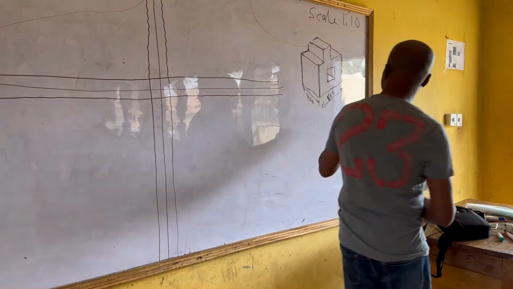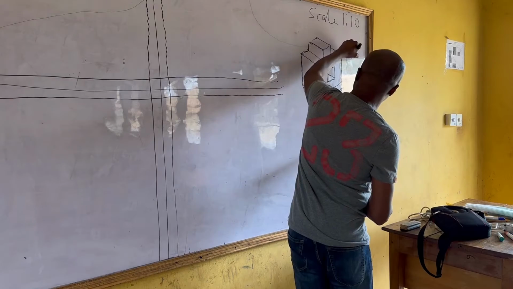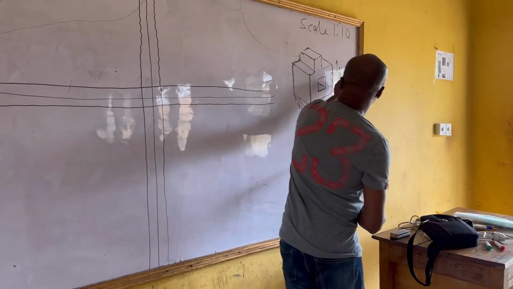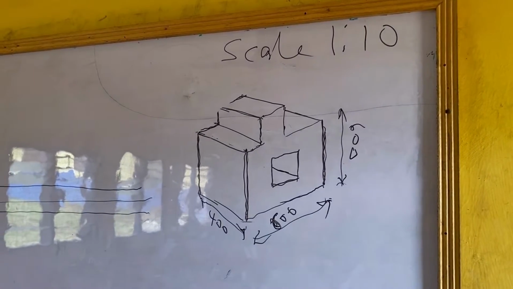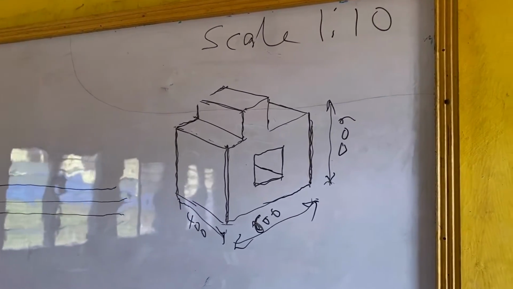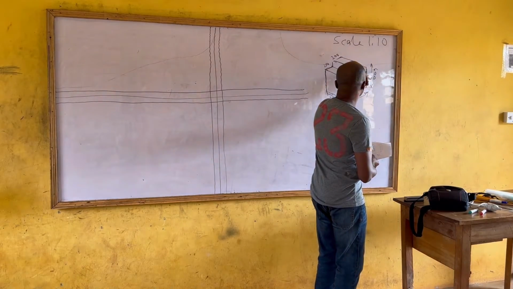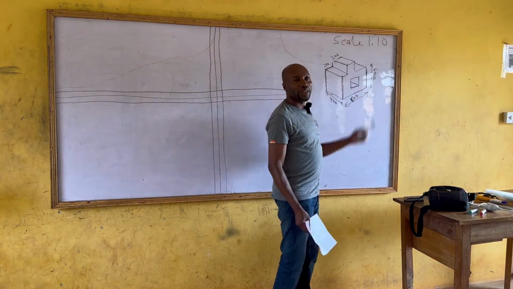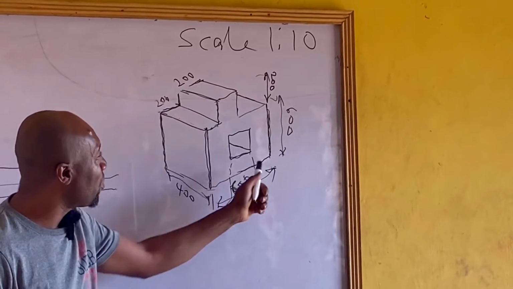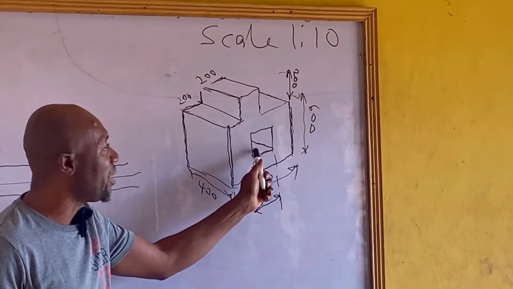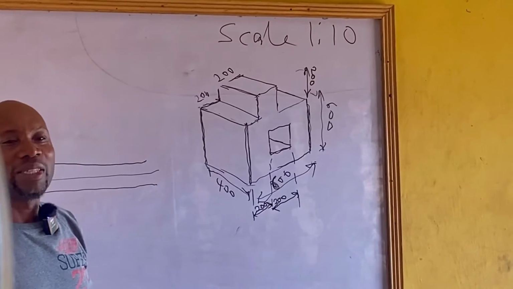Then we have from here 600. So here is also 60. Here is also 200. The distance from here to this side is also 200. So it goes from here to this side is 600: 200, 200, 200. The distance from here to here is 200, from here to here 200, 200. It's 600 millimeters.